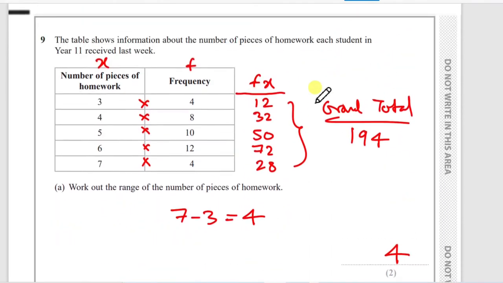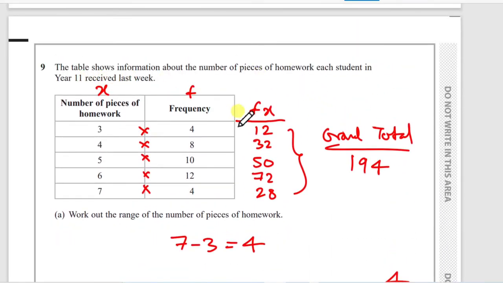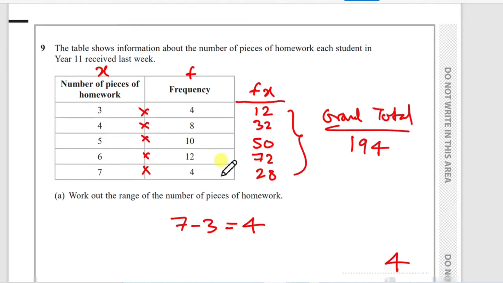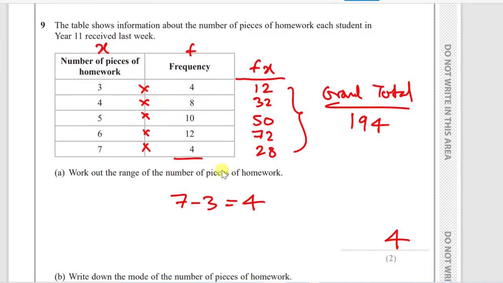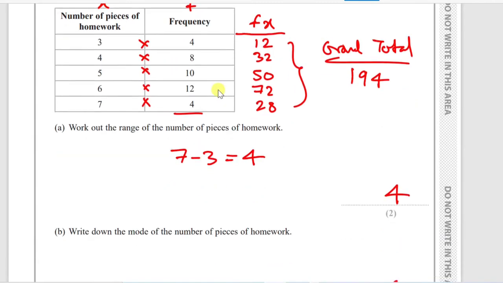So we need to first find out how many students there were in year 11. So you need to now add up your total frequency. Frequency means how many students there were. So in your calculator, write 4 plus 8 plus 10 plus 12 plus 4. The total number of students was 38.